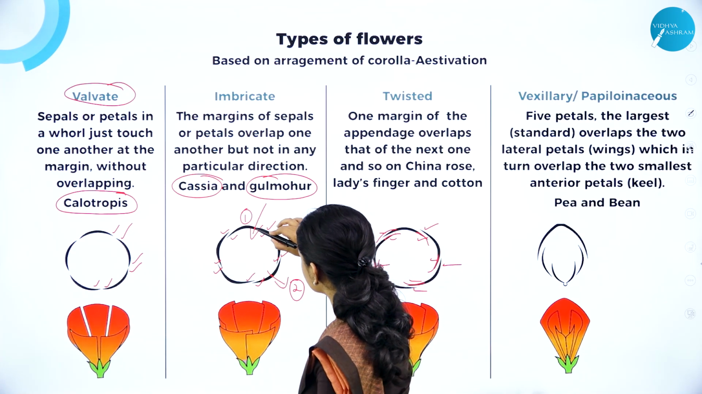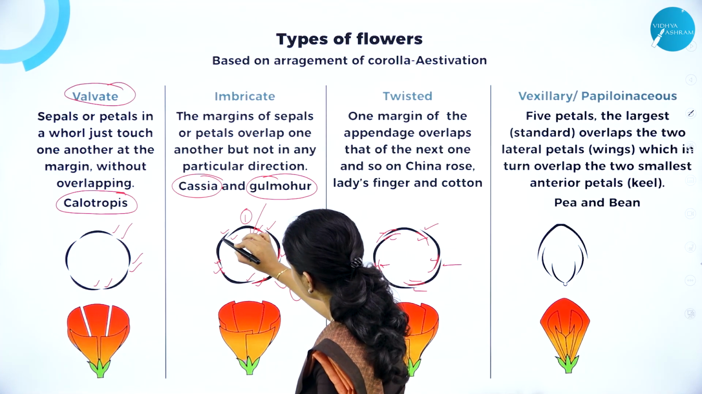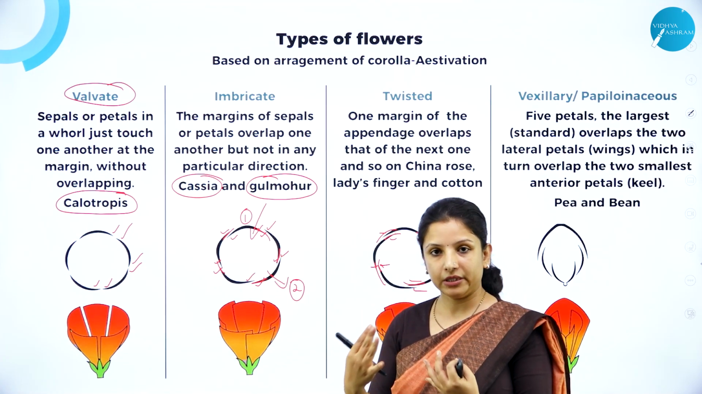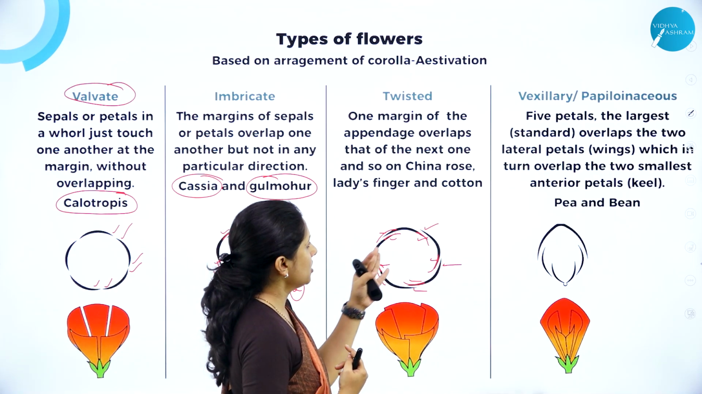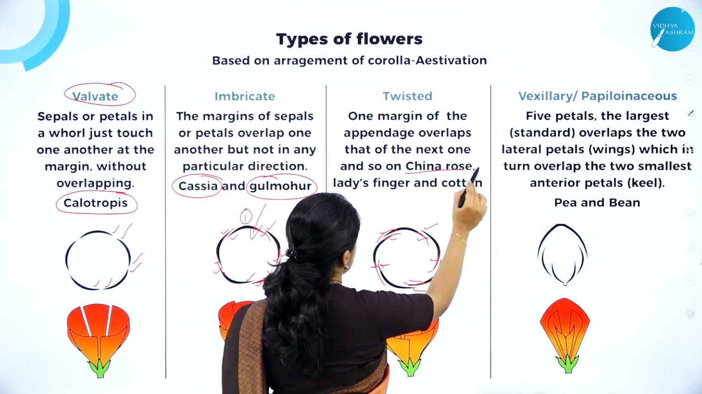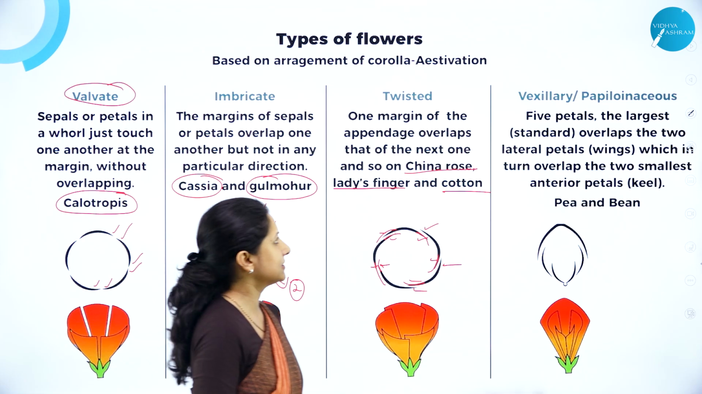But this was not like that. Was it in one direction? If this was here, this was here, this one was here, this one was here. But what had happened was, in the case of imbricate, one petal will be completely outside and one petal will be completely inside. So, this is about twisted aestivation, and the best examples are China rose, lady's finger and cotton. These flowers have twisted aestivation.